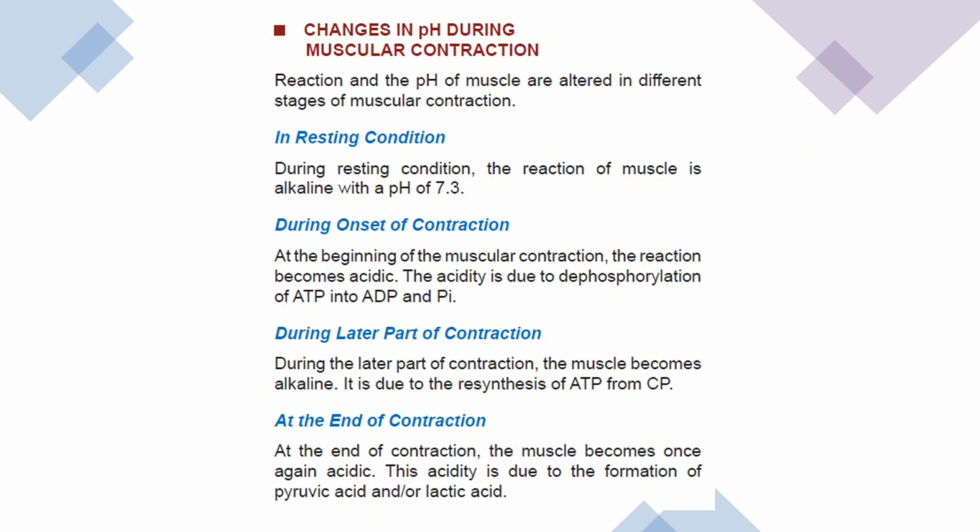During the later part of contraction, as contraction progresses, the muscle reaction shifts back to alkaline. This is due to the resynthesis of ATP from creatine phosphate, which reduces acidity and stabilizes the pH during sustained activity. At the end of contraction, the muscles become acidic again. This final acidity is due to the accumulation of pyruvic acid or lactic acid, especially during anaerobic activity when oxygen supply is insufficient for aerobic metabolism.